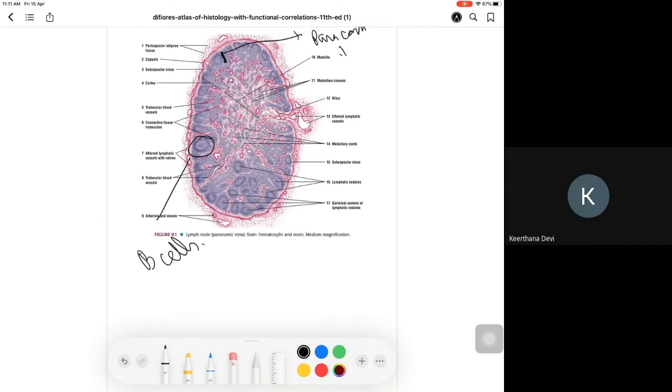And these paracortical areas are the T cells. In the paracortex, you have blood vessels with endothelial cells. You remember the endothelial cells are usually flat. Here these are known as high endothelial cells. They may look like columnar cells or cuboidal cells, and these are known as high endothelial cells seen in the paracortex, and all the T lymphocytes will be around the high endothelial cells.